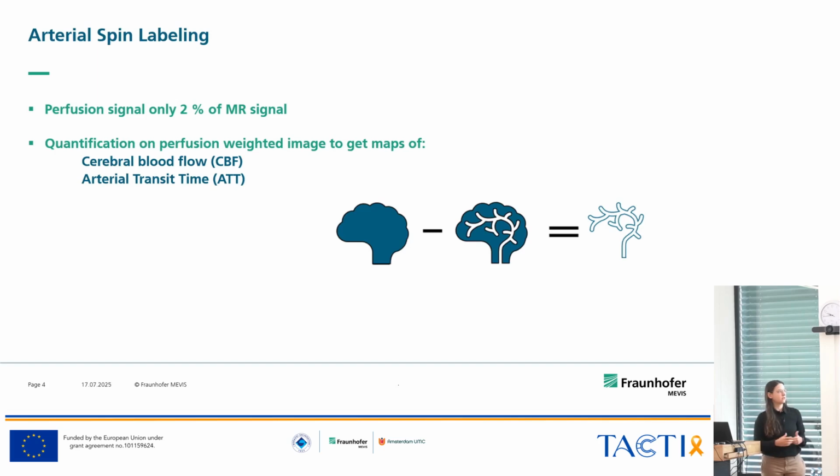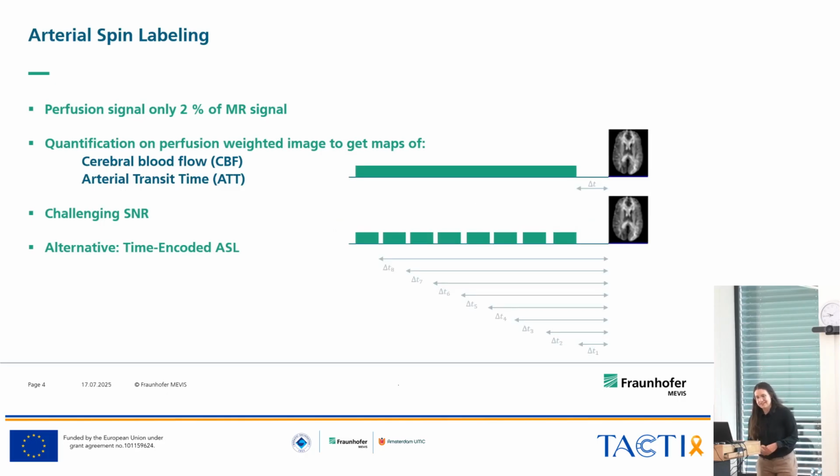As I told you, the nice thing about ASL is that it's non-invasive and contrast agent-free, which is always an advantage. But the main challenge in ASL is the SNR. One method to boost the SNR in ASL is using time-encoded arterial spin labeling. What do we do here? Instead of having one long labeling bolus, we divide it into a train of sub-boli. And now these sub-boli don't always have a label condition, but sometimes they also have a control condition.